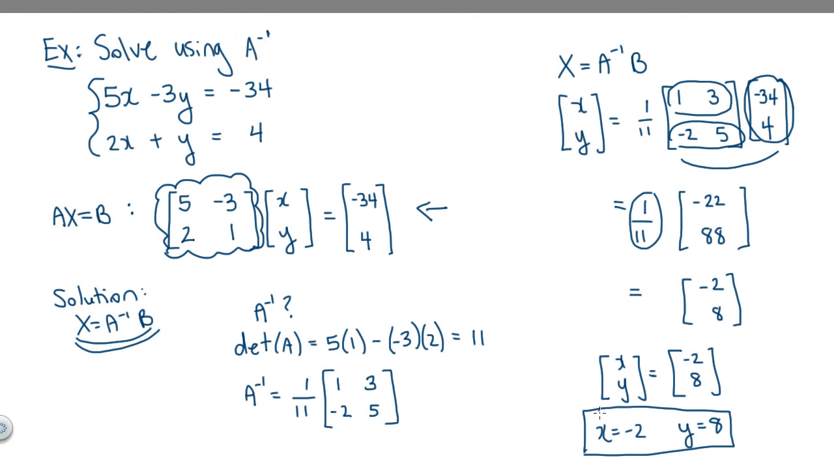So we could go back to our system and we could just double check if we put x equal negative 2 and y equal 8 in, it works in the first equation, it also works in the second equation. So indeed, we have solved the system.